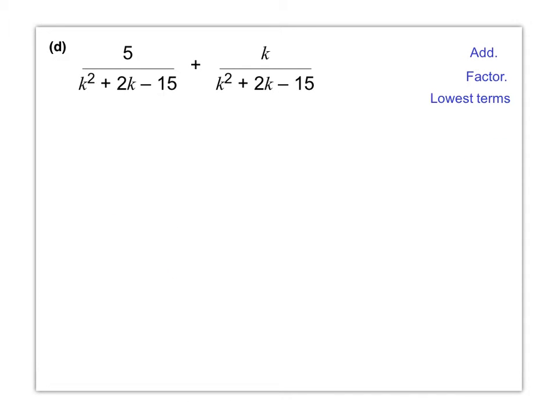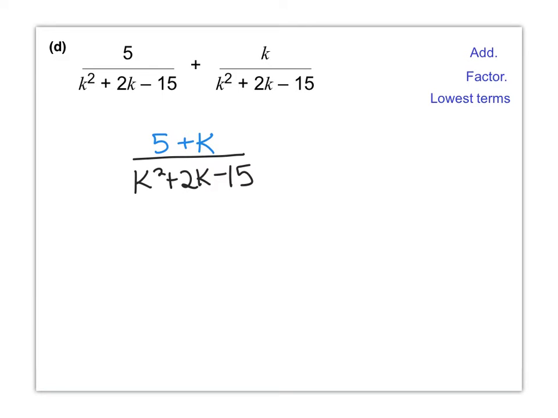In this example, we are adding rational expressions, and notice that the denominators are the same, so we can add the numerators together. The numerator, we have 5 plus k, and since the denominators are the same, it's a common denominator, we keep that denominator of k squared plus 2k minus 15.